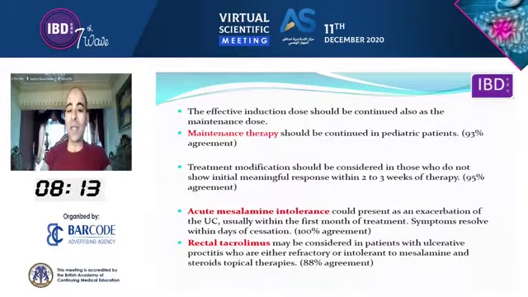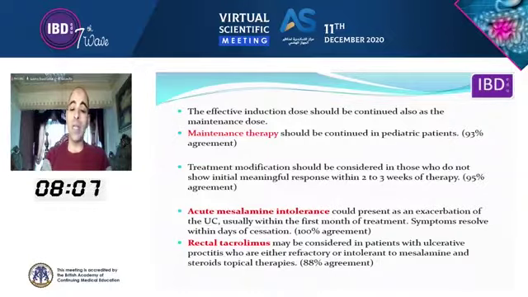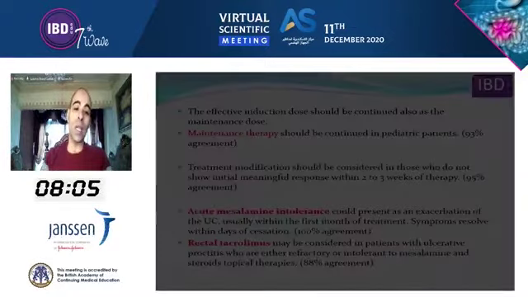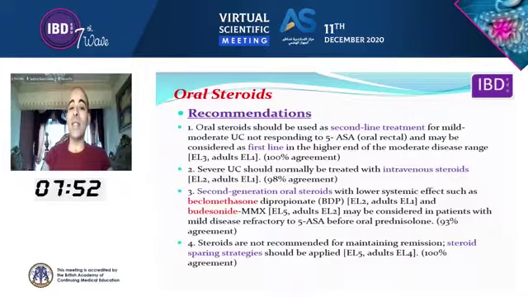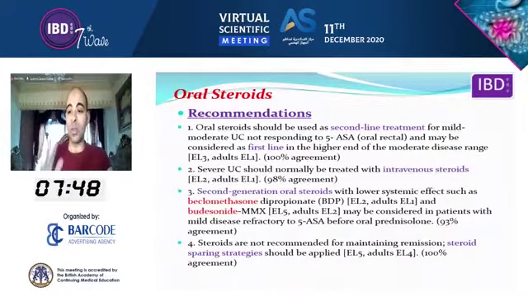Rectal tacrolimus may be considered in patients with ulcerative proctitis who are either refractory or intolerant to mesalamine or steroid topical therapies. What about steroids? Recommendations: oral steroid should be used as second-line treatment for mild to moderate UC not responding to 5-ASA and may be considered as first-line in the higher end of moderate disease. Severe UC should receive IV steroids, as Professor Allen said before.